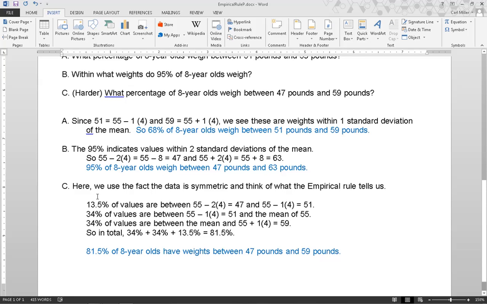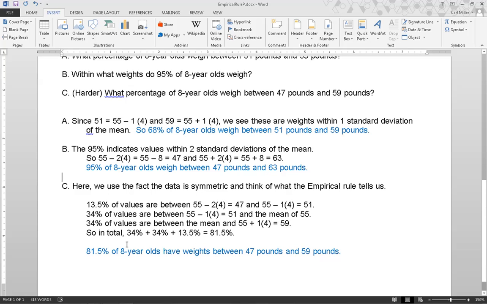C. Here we use the fact the data is symmetric and think of what the empirical rule tells us. So 13.5% of values are between 55 minus 2 times 4, which is 47, and 55 minus 1 times 4, which is 51. 34% of values are between 55 minus 1 times 4, which is 51, and the mean of 55, and 34% of values are between the mean and 55 plus 1 times 4, or 59.